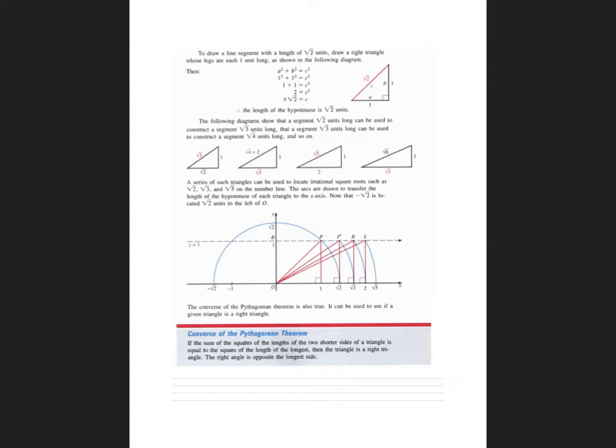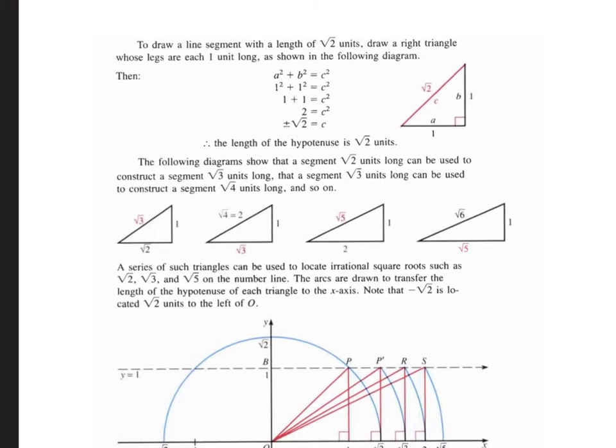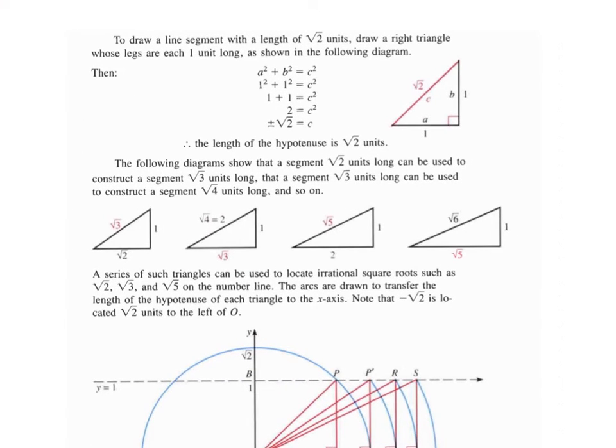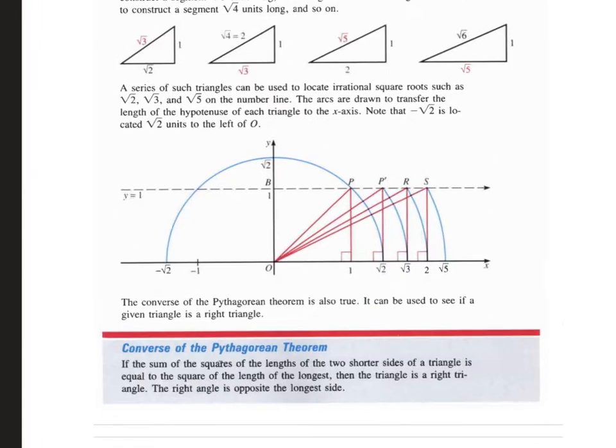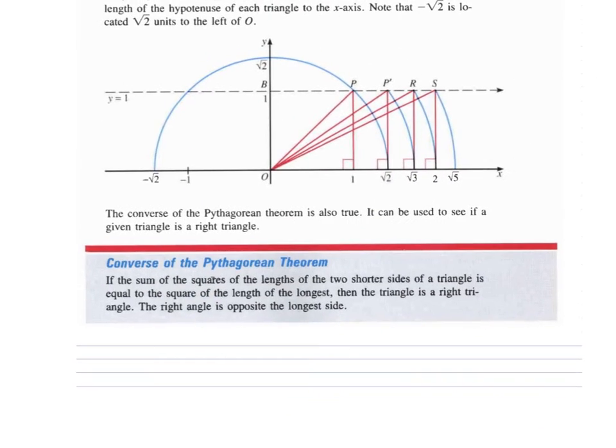So if we look at this part here, it tells us that, where is it? Oops. If the sum of the squares of the lengths of the two shorter sides of a triangle is equal to the square of the length of the longest, then the triangle is a right triangle.